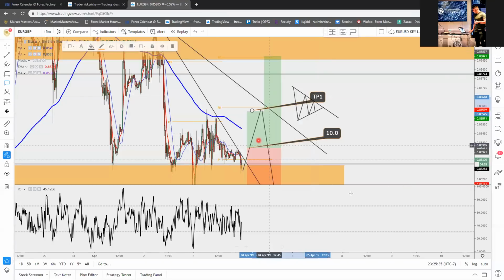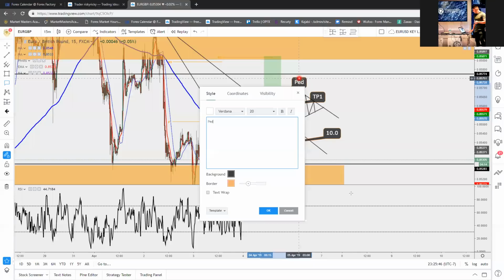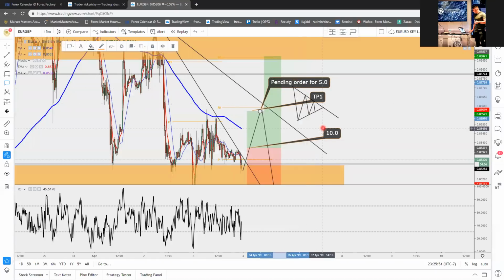So what would happen with this order is right when it comes up, hits this, I make $2,000. But then right here, I'll have a pending order for 5.0, which is basically half of the current lot size. So instead of 10, half of that, 5.0. My take profit for this order would be this take profit 2. So this first order right here would have closed out.